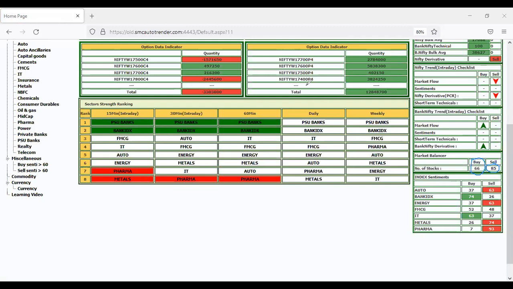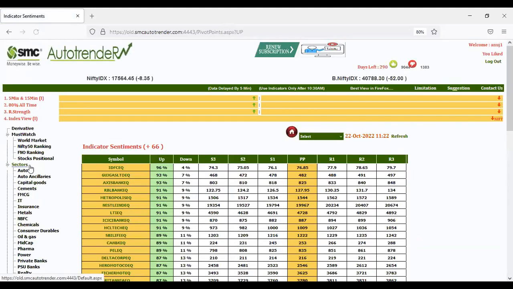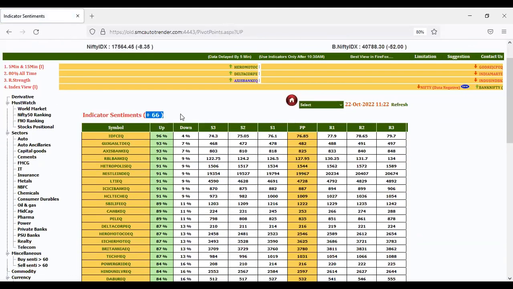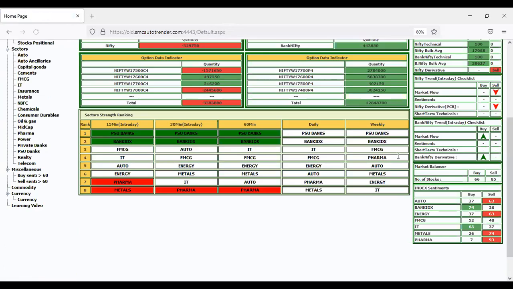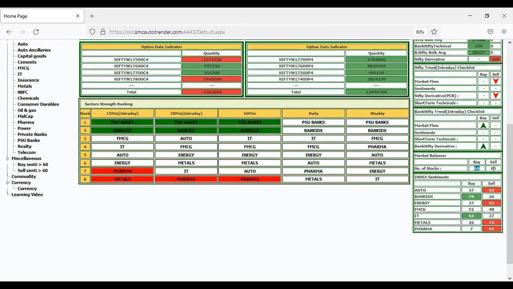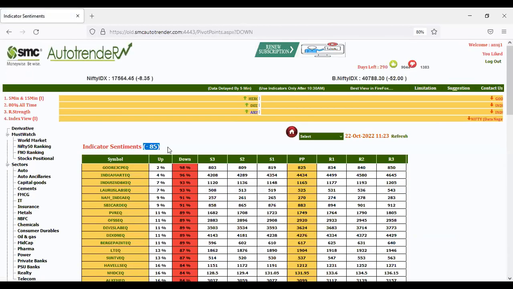So where you can find these: you come on to the left hand side of the home page, you will witness a miscellaneous section. Under miscellaneous, there is buy sentiment greater than 60. If you click on that, it will give you the 66 stocks which are positive. Now these are the 66 stocks which are positive, and the 85 stocks which are negative are listed under sell sentiment less than 60. If you look at 85, 86, so that can be taken care of.